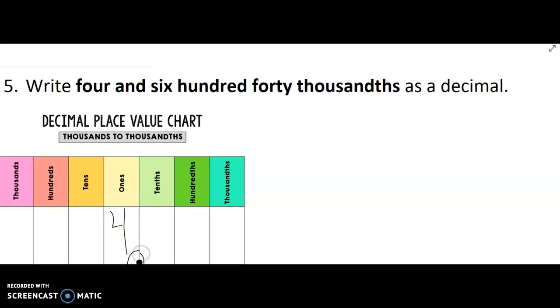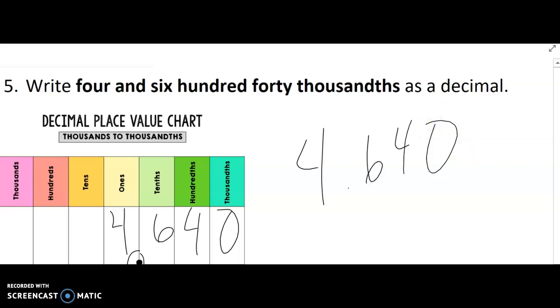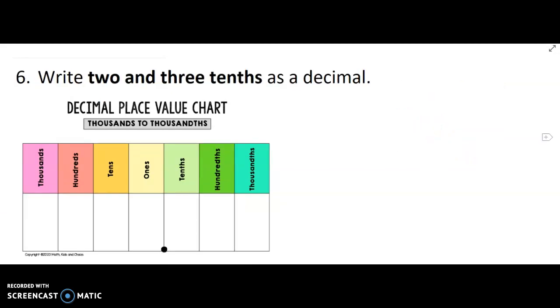4 and 640 thousandths. 4 and is the decimal point, 640. So 4.640, 640 thousandths. 2 and 3 tenths. 2 and 3 tenths. So 2.3.